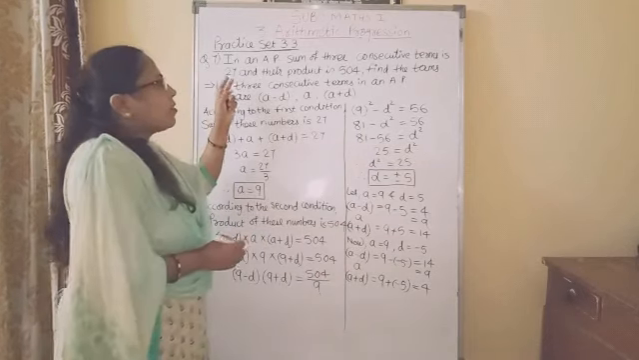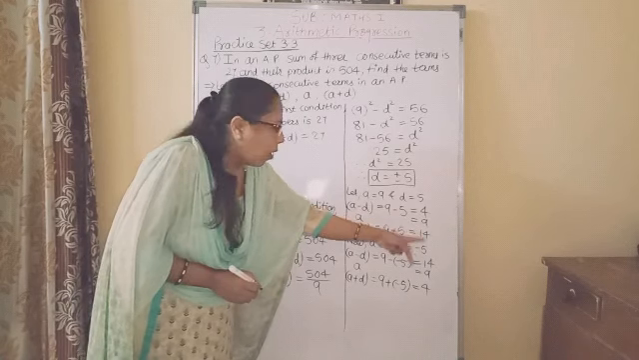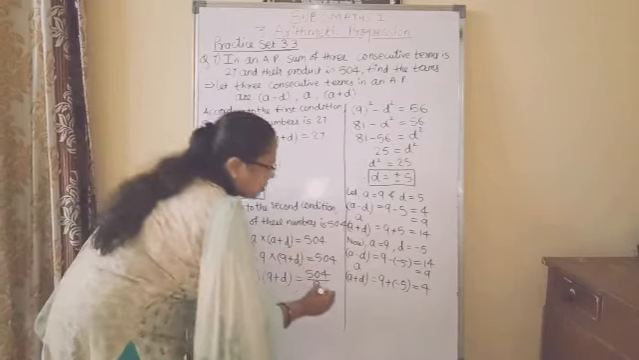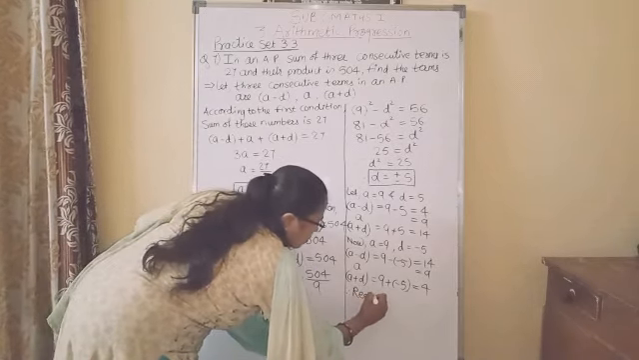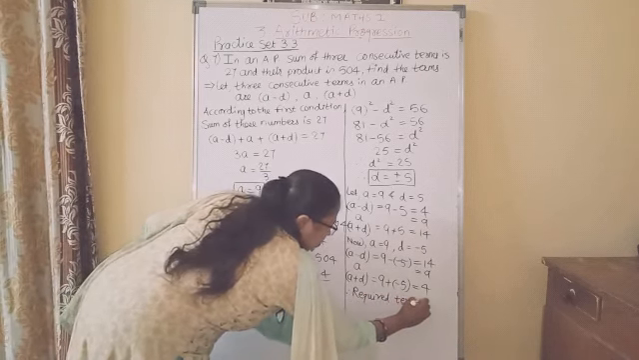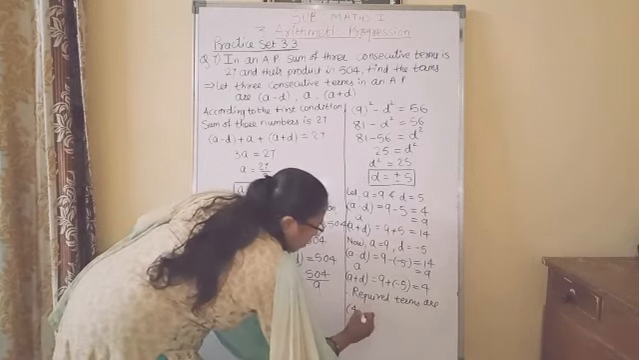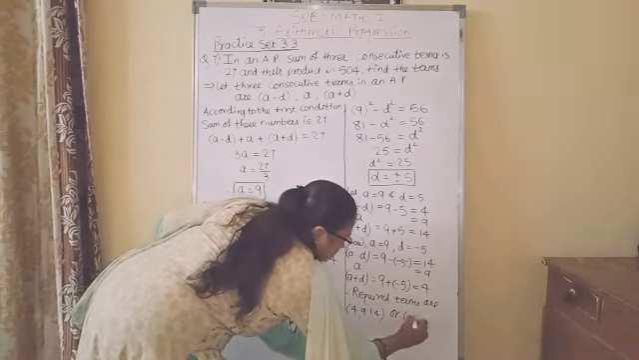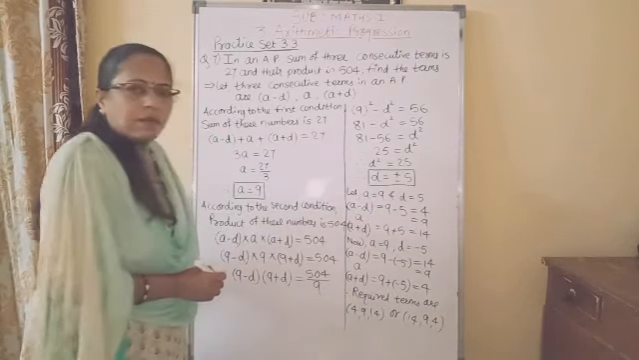So our required consecutive terms are either 4, 9, 14 or 14, 9, 4. Followed? So we will write the answer. Therefore, required terms are 4, 9, 14 or 14, 9, 4. Followed?